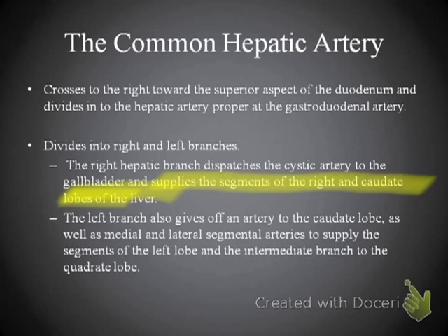The left branch also gives off an artery to the caudate lobe, as well as medial and lateral segmental arteries to supply the segments of the left lobe and the intermediate branch to the quadrate lobe. So the left branch is going to supply the left lobe and quadrate lobe.